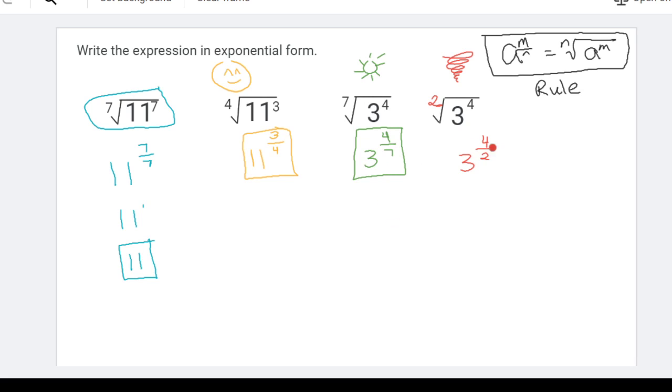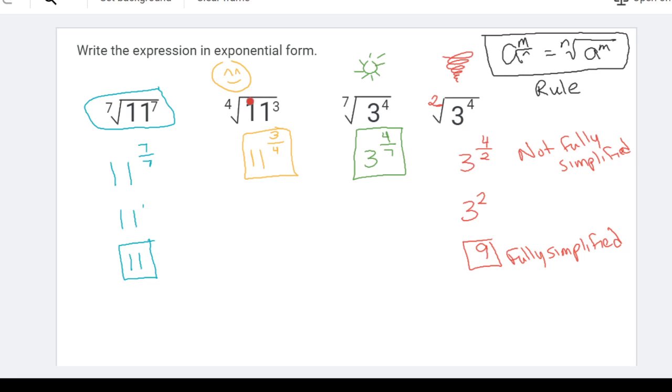Now, I'm not 100% sure if Savvas would accept this as an answer, okay, because this is not fully simplified. Remember how I'm saying that, like here, the fraction could be reduced? That happens here with the red as well, because 4/2 is the same thing as squaring, and 3 squared is 9. So this one is the fully simplified. But if they're just asking you to write it in exponential form, Savvas might want the 4/2 part here. But there we have it.